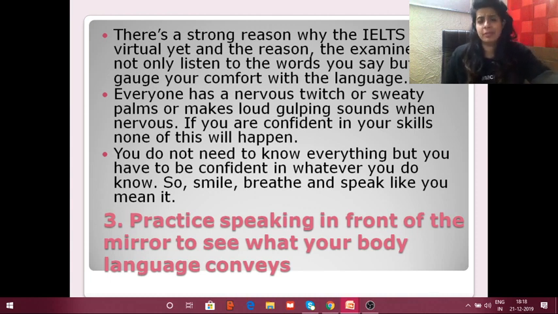There's a strong reason why IELTS is not virtual yet, because the examiner will not only listen to the words but also gauge your comfort with the language, right? The examiner has to see how comfortable you are with the language, and comfort can only be reflected in the way you speak, the way you talk, the way you interact. Are you comfortable or not? Or are you sitting straight and just memorizing what you learned, bringing the ideas and then just vomiting them out? So you have to have that confidence, and you can have that when you practice in front of the mirror, right? Everyone becomes nervous, but if you are confident, none of this will happen, okay?